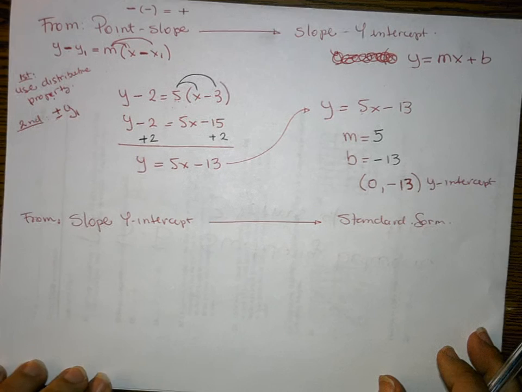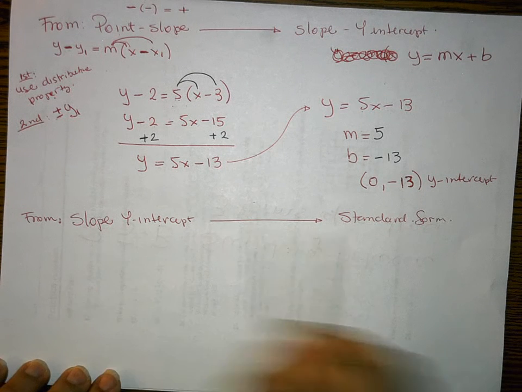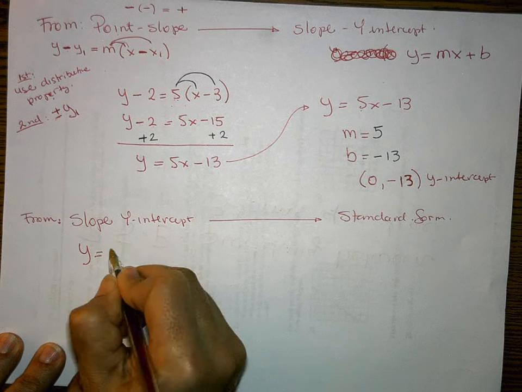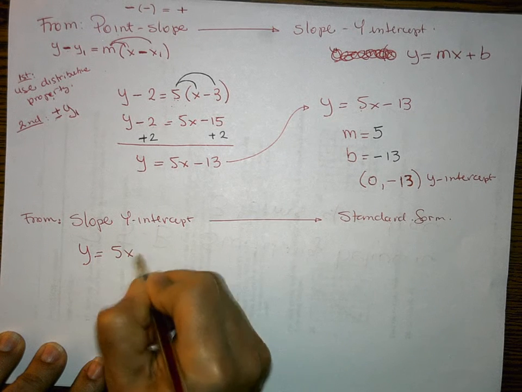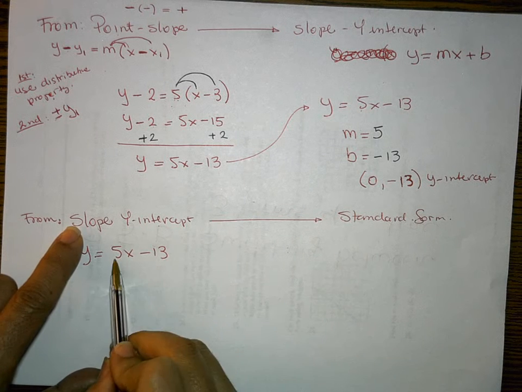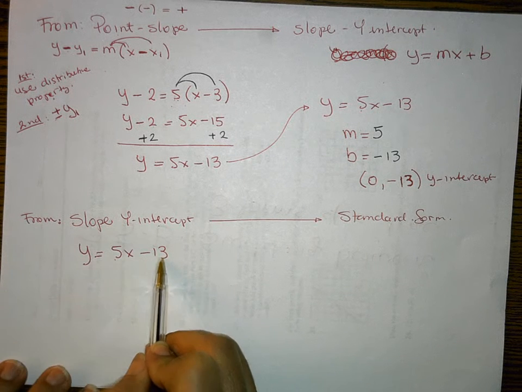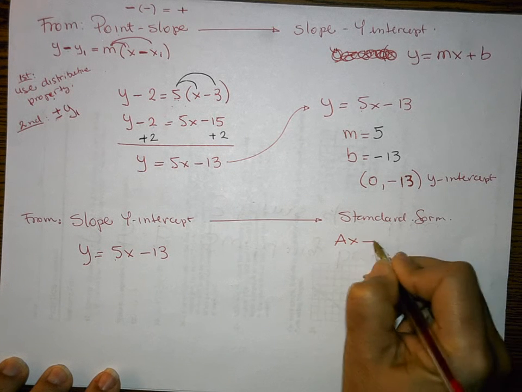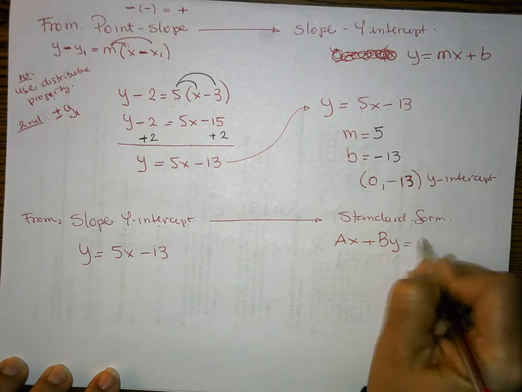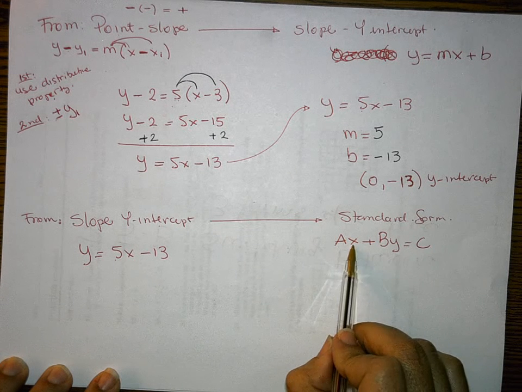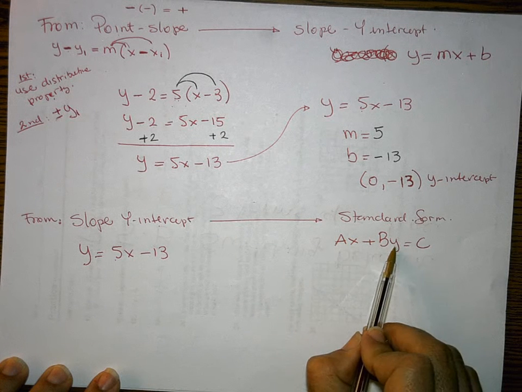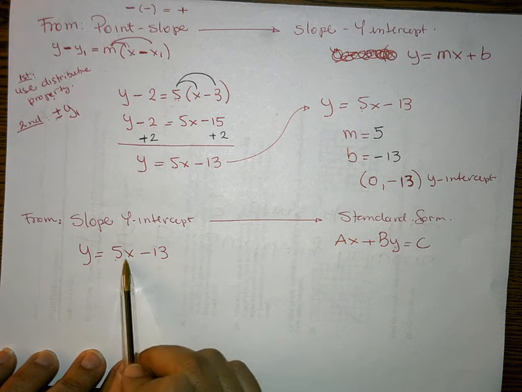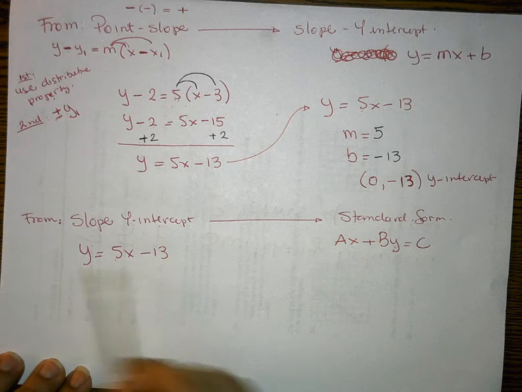So from the slope y-intercept to the standard form, let's go ahead and rewrite what we have. We have y equals 5x minus 13. I have the slope, I have the y-intercept. Now I need to go to the standard form. Now remember, the standard form is ax plus by equals c. So the x and the y are on the same side of the equal sign. And that's what I want to do here. I want to be able to put the x term and the y term on the same side and leave the constant all by itself.